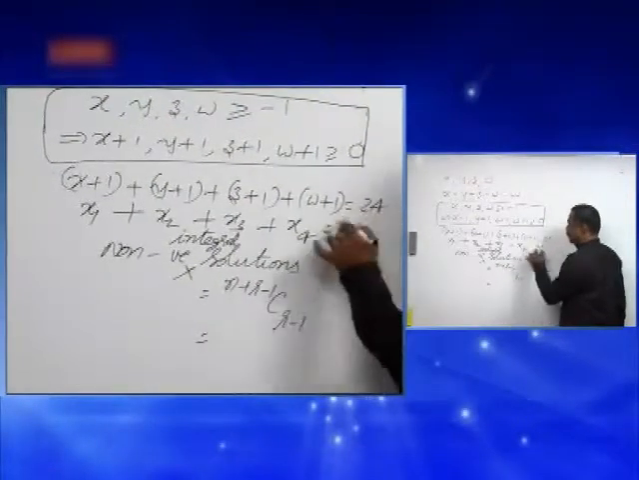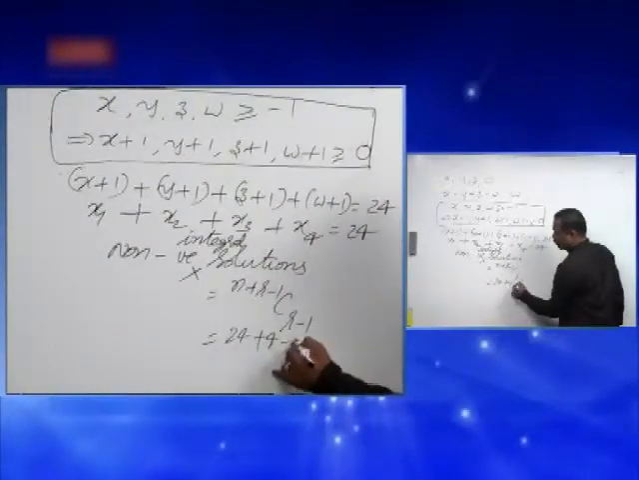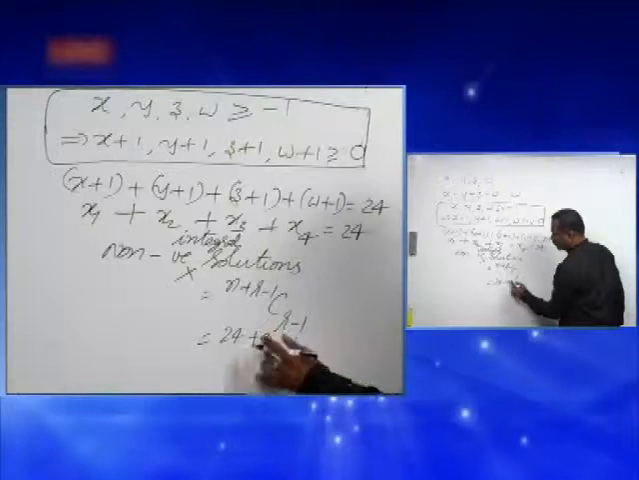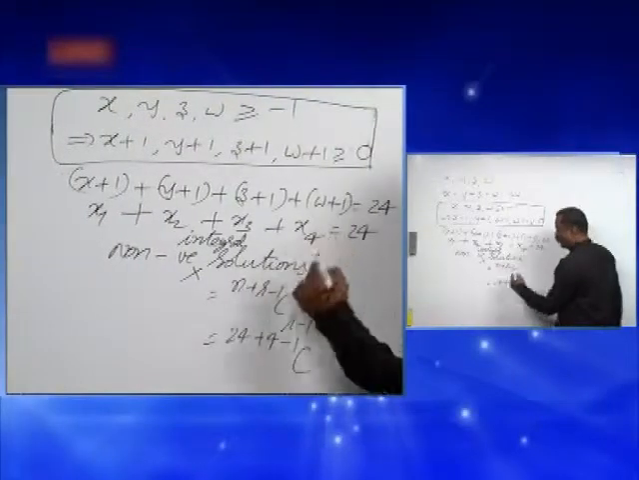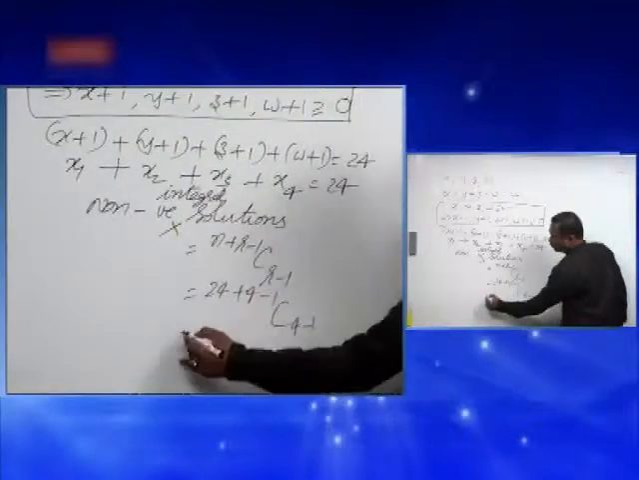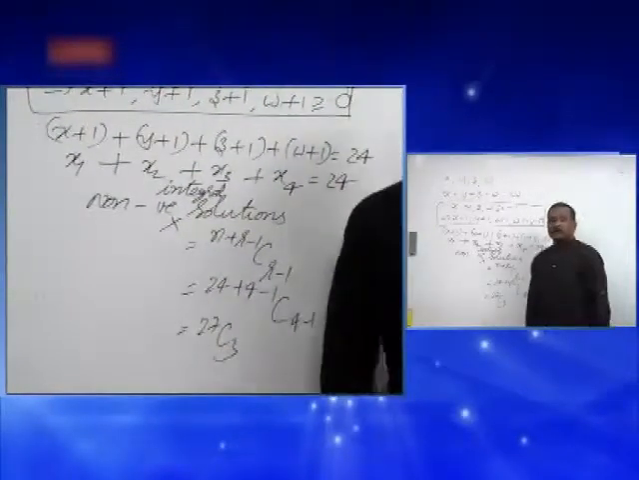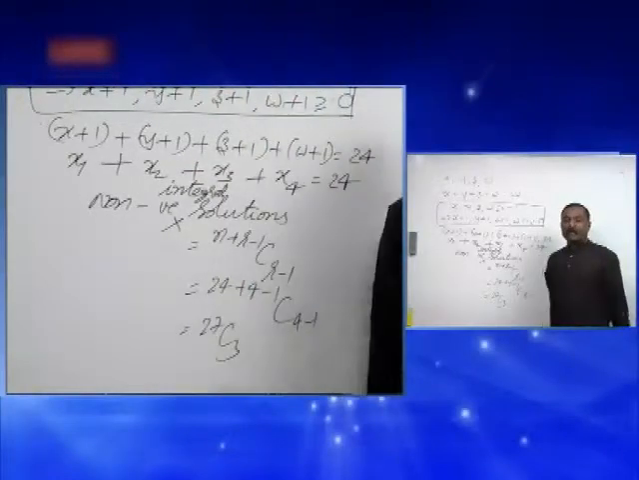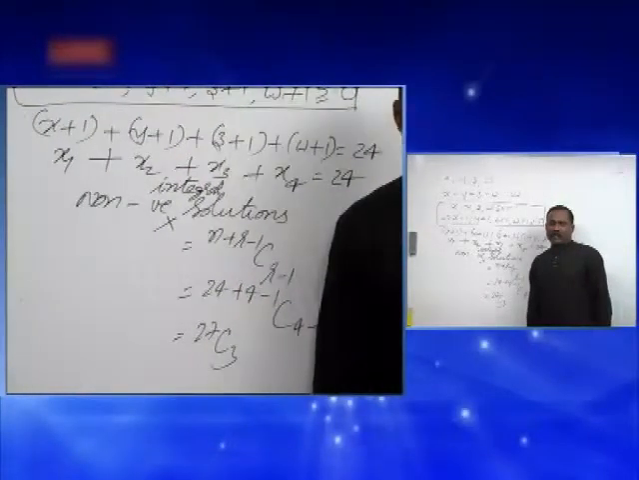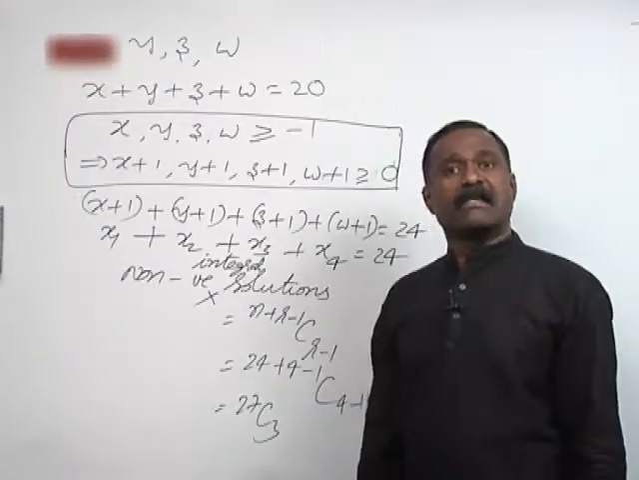What is n here? It is 24. What is r here? 4, so r minus 1 is 3. So it is 27C3. If you simplify this, you'll be getting 27C3 as the answer. Fourth option, you can clearly see that.